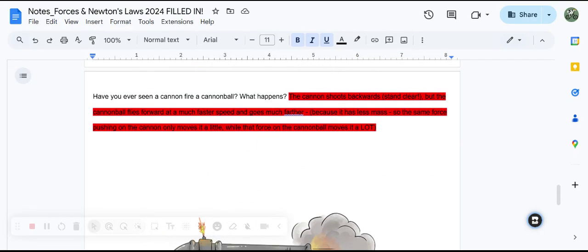And so what we see here is the cannon shoots backwards, staying clear, but the cannonball flies forward at a much faster speed and goes much farther because it has less mass. So the same force pushing on the cannon only moves the cannon a little bit, but that force on the cannonball, which is way lighter, moves it a lot. So when we're seeing Newton's third law in effect, Newton's third law always happens.